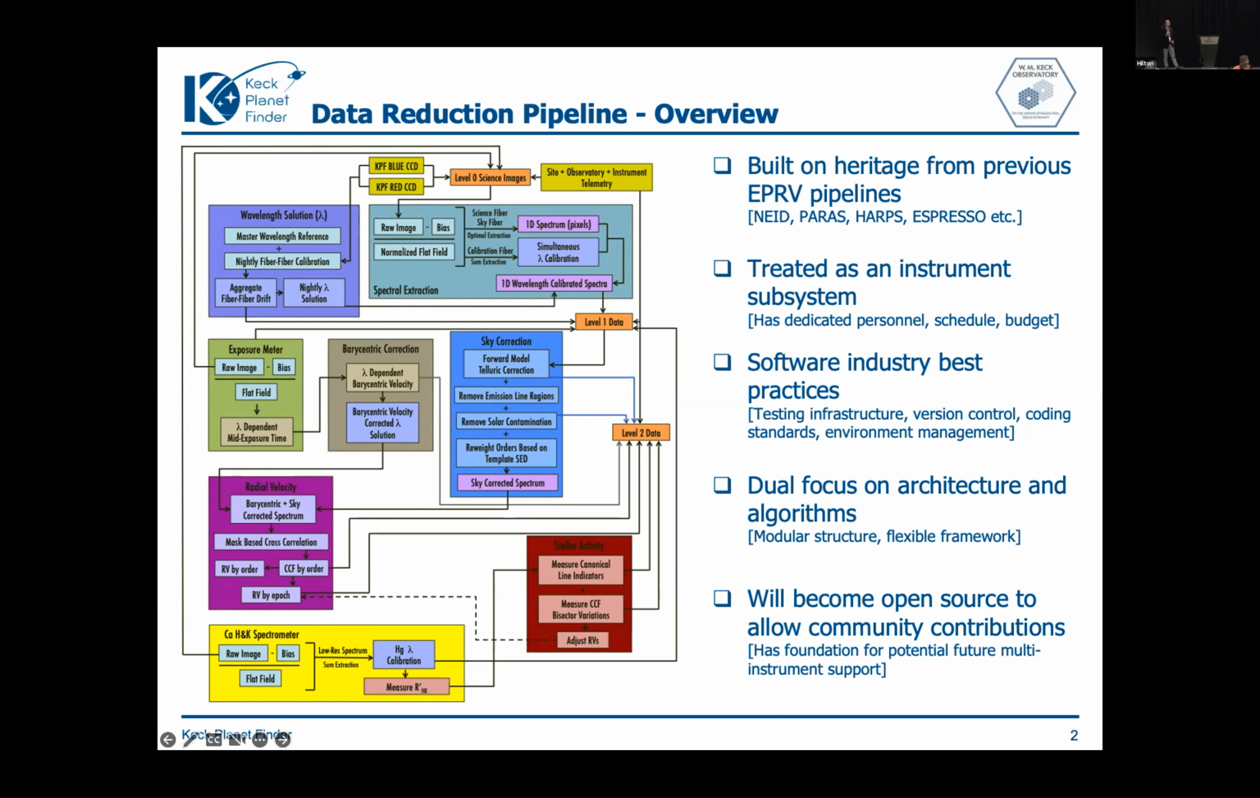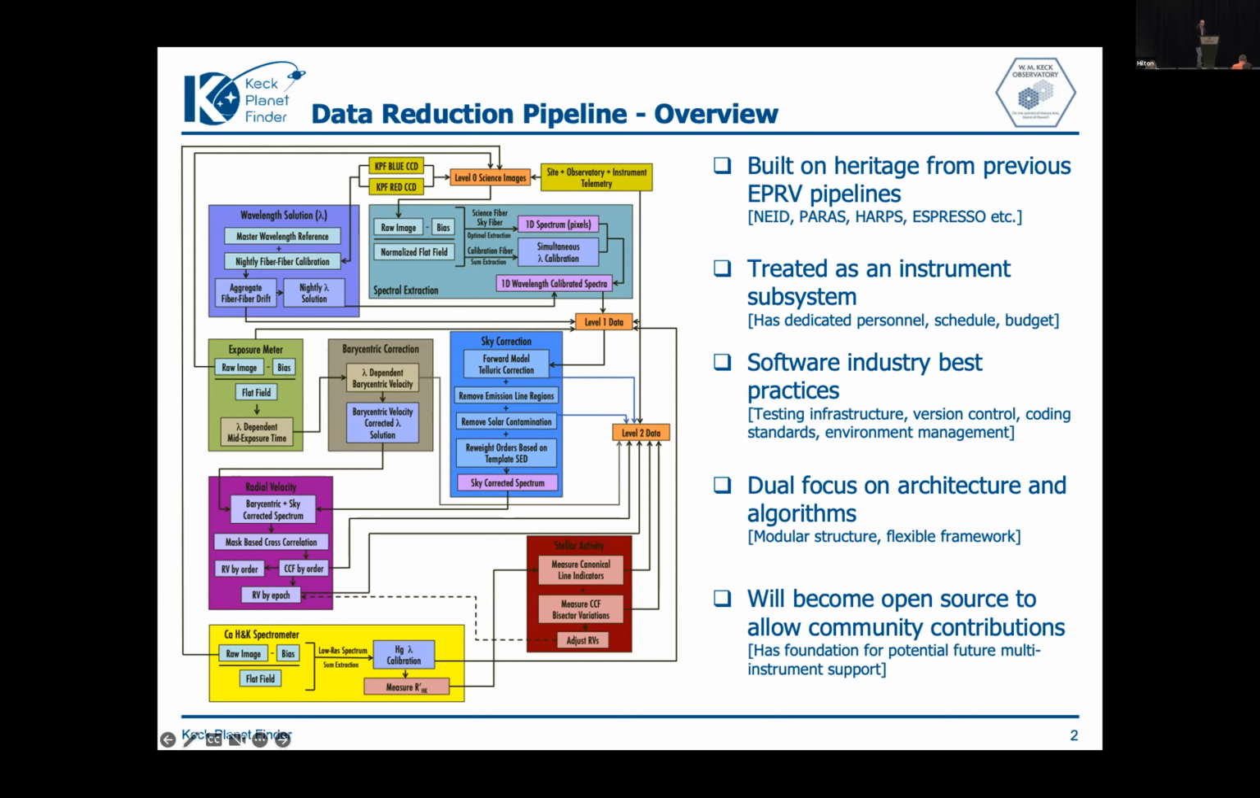And again, if you paid close attention to Andrew's talk, you'll notice that there's 5 traces across each order on the KPF instrument. 3 of those are from the science target, one's from the sky, and one's from the calibration fiber. So we extract all of those and turn that into a one-dimensional spectrum for each of the orders. We then incorporate the exposure meter data and figure out exactly when the photons hit the CCD as a function of wavelength so that we can properly account for the motion of the observatory towards or away from that star over the course of that exposure.